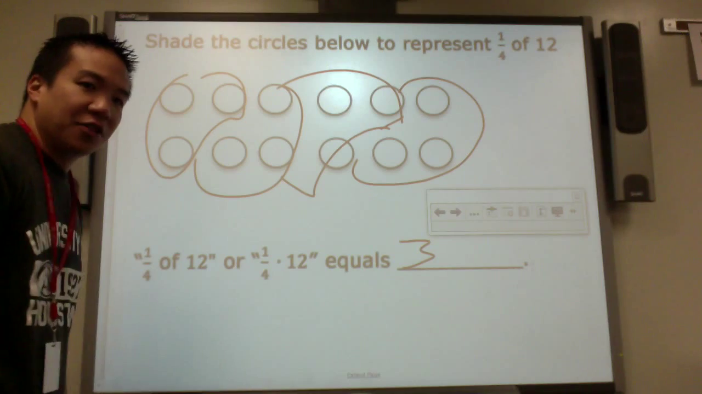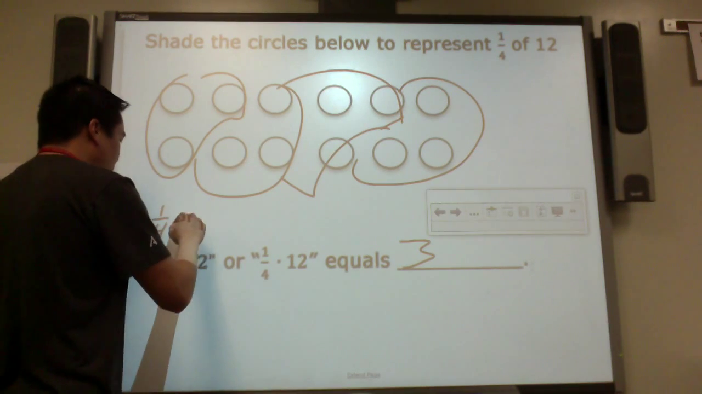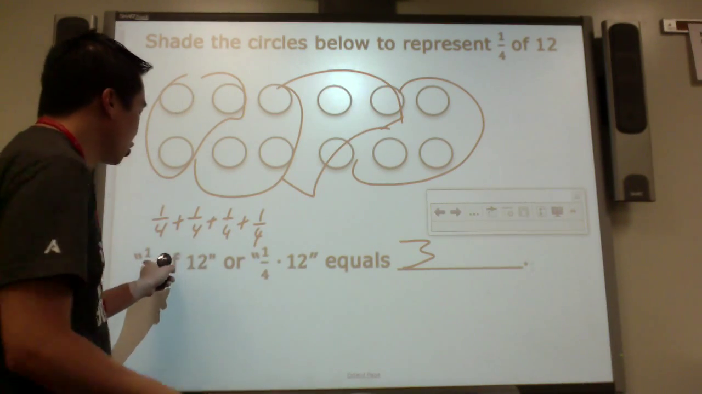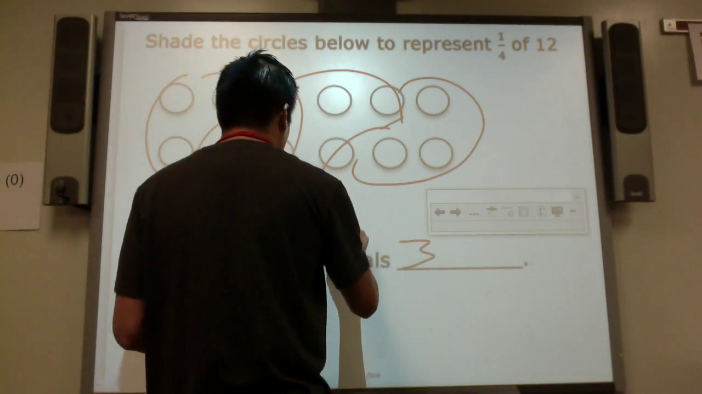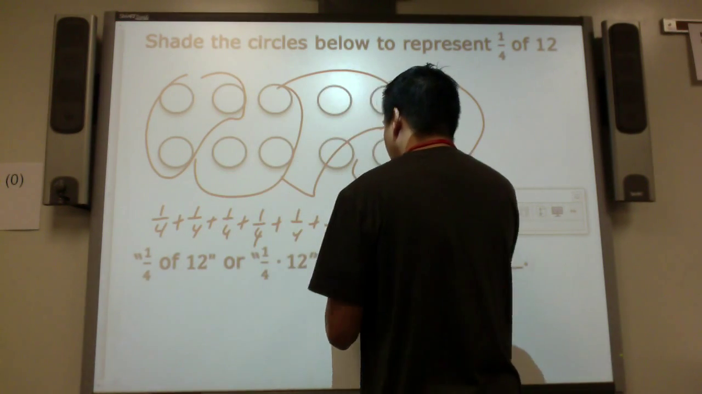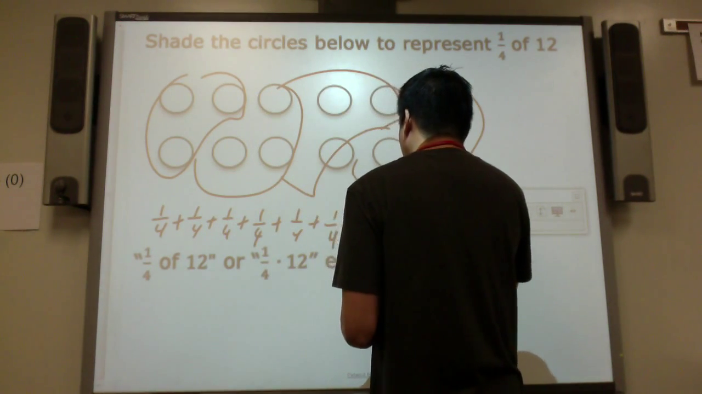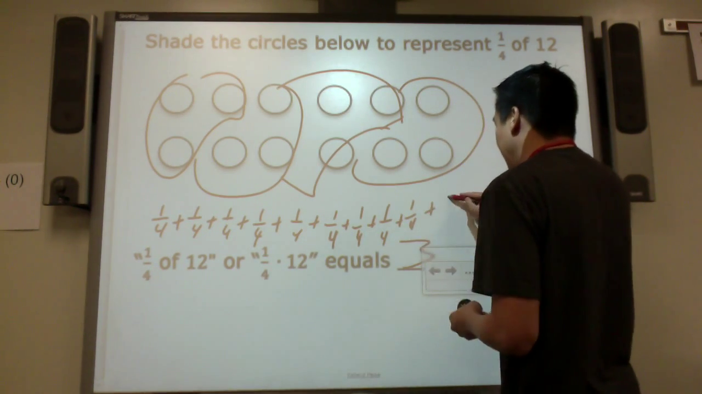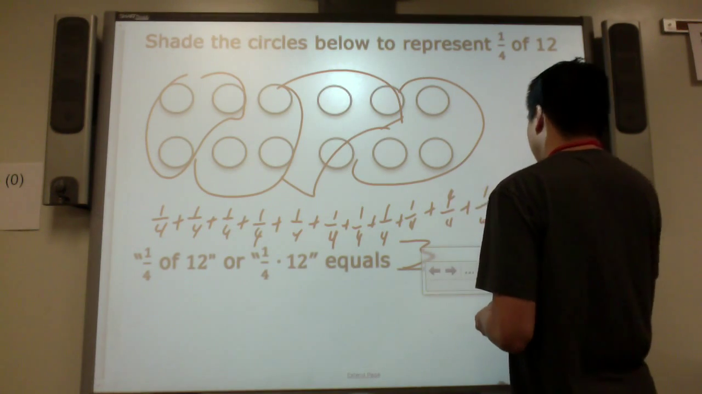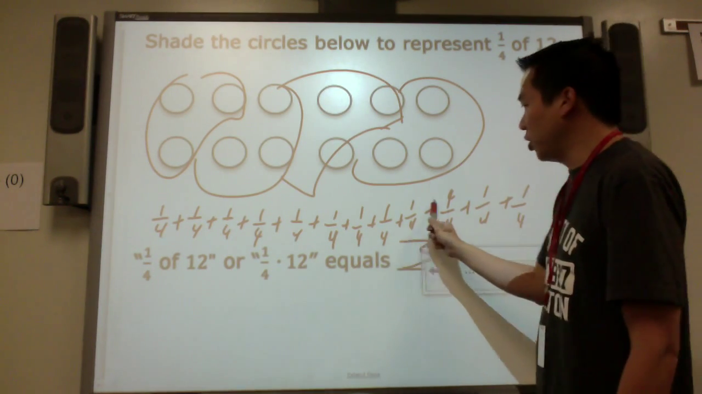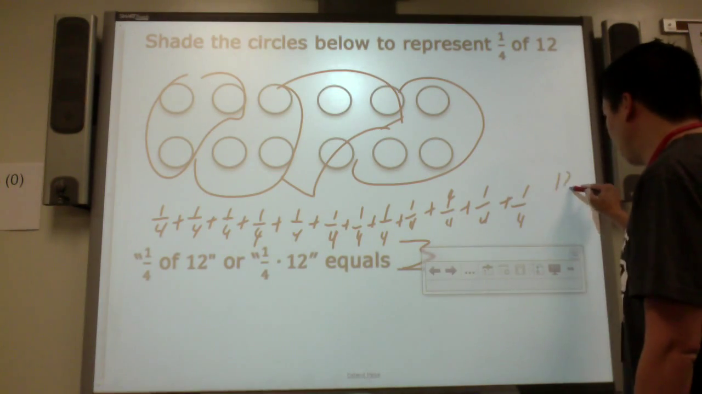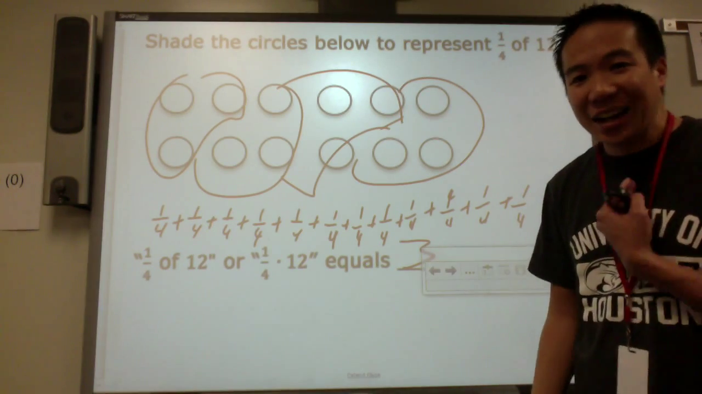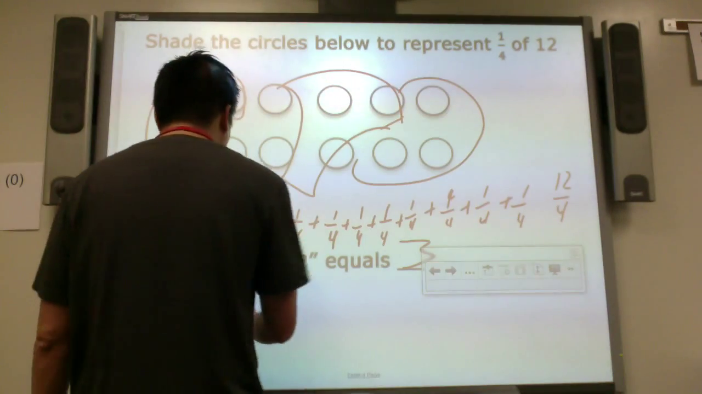Another way to do it is think of repeated addition. So you have 12 groups of 1/4. 1, 2, 3, 4, 5, 6, 7, 8, 9, 10, 11, and 12. If you add all these fourths, you get 12 fourths, which equals 3. Some people like repeated addition. I don't. It's not efficient. So there must be another way to do it.